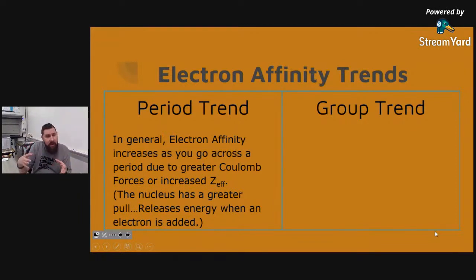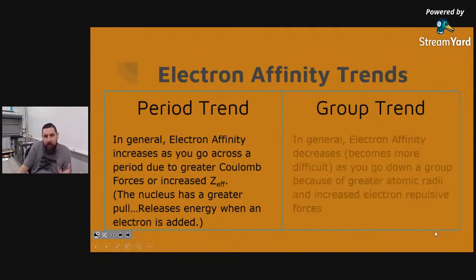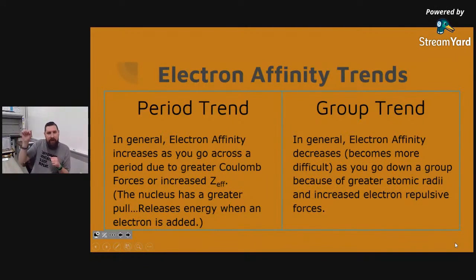Conversely, a group trend, again, that radius is getting larger. It's already having a difficult time trying to keep the electrons that it currently has. It doesn't really want to gain another one. So as a result, in general, electron affinity decreases or becomes more difficult as you go down a group. Okay? And again, this is because of increased atomic radii and increased electron repulsive forces. I've got this large radius, and adding in an electron is going to increase those repulsive forces and push that radius even further out. That nucleus is going to have an extremely difficult time trying to keep that electron in place. So as a result, it's very difficult to add an electron to a large radius.